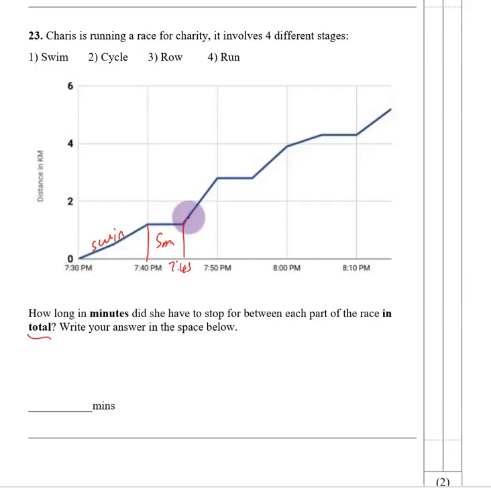Then she's on the cycle, so she's going a bit quicker, and then she stops at 7:50, and then she starts again at 7:55. Again, another 5 minute stop. Now she's on for the row. So she's rowing, she slows down a bit, but then she stops at 8:05, and then she starts again at 8:10. Again, another 5 minutes, and then finally she's on for the run and she finishes the race here. So how long did she stop for in total? She stopped for 5 minutes, 10 minutes, 15 minutes in total.